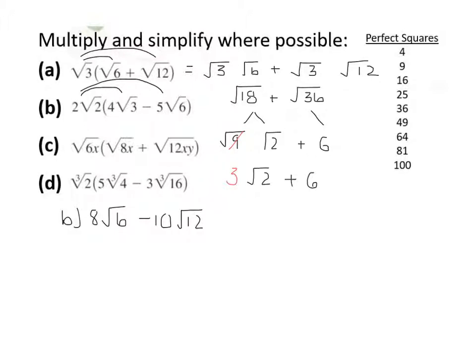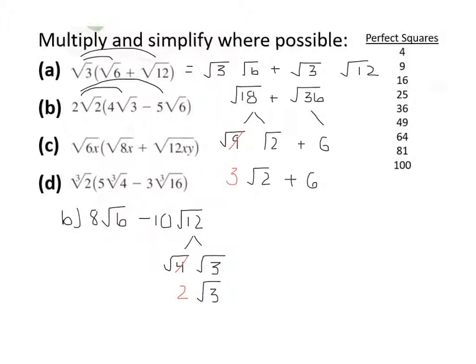Then we need to make sure that we do not have any radicals that can be simplified further. Well, square root 6, there are no perfect squares that divide evenly into it. But root 12 has a perfect square of 4 that divides evenly into it. So I can break down root 12 into root 4 times root 3. And root 4 is 2, so root 12 ends up being equal to 2 root 3.